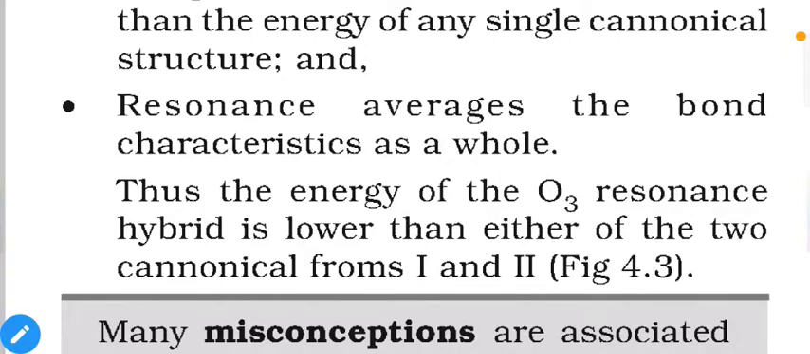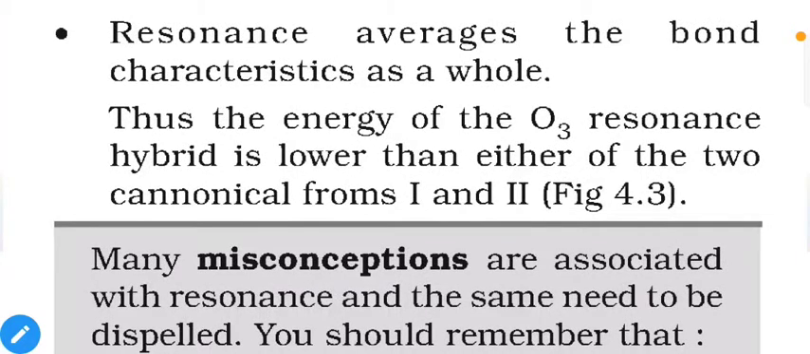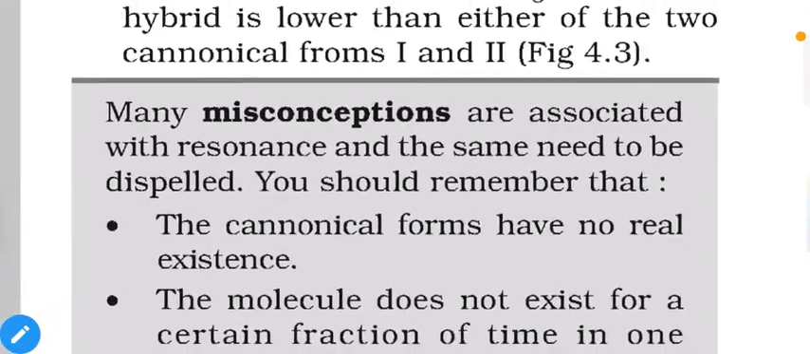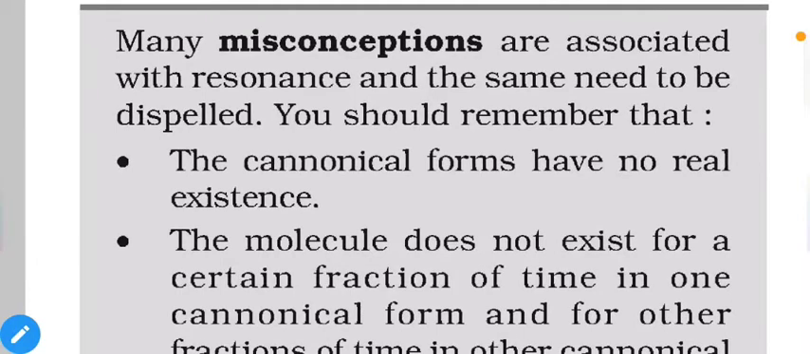That means, as we discussed, in the case of CO3 we have a total of 4 bonds and 3 oxygens, so we have to divide 4 bonds among 3 oxygens. Thus, the energy of the O3 resonance hybrid is lower than either of the two canonical forms, figures 1 and 2, as mentioned previously. Now, some misconceptions are also present about resonating structures.